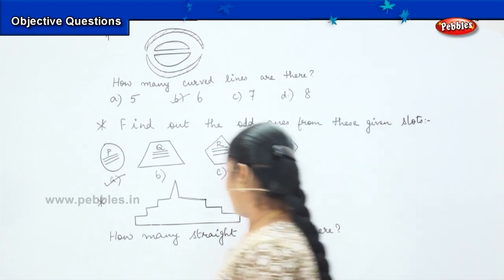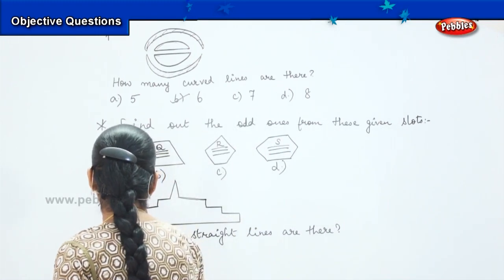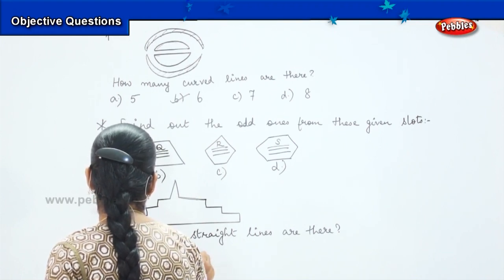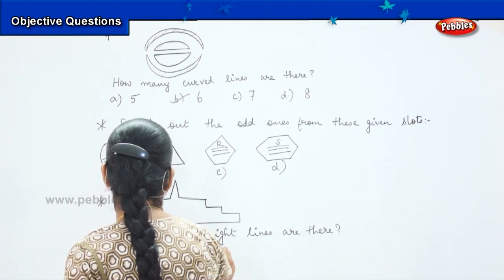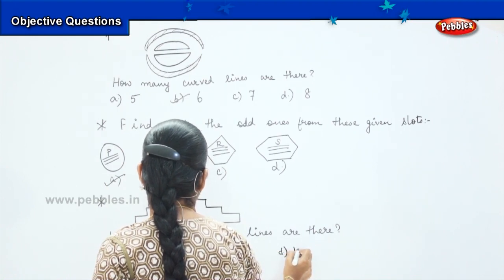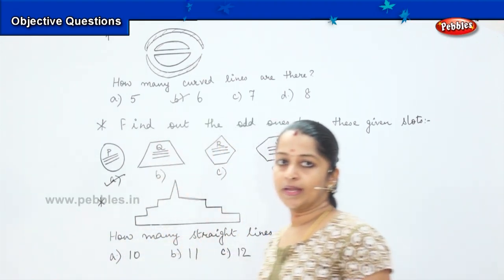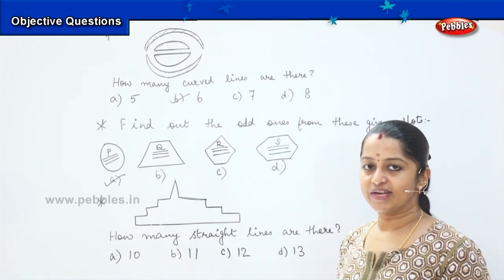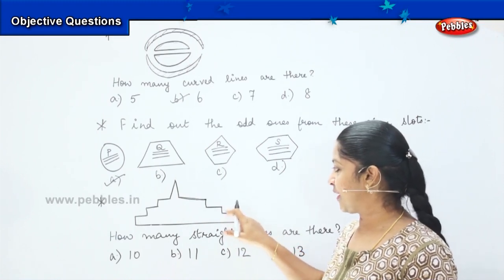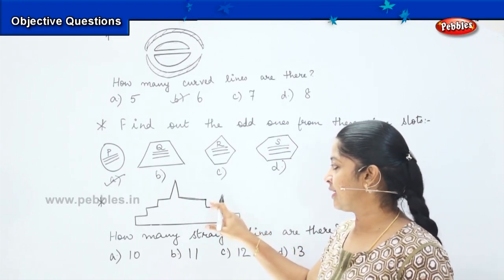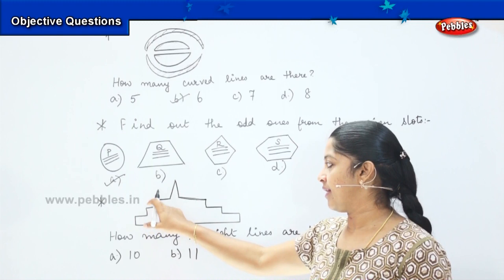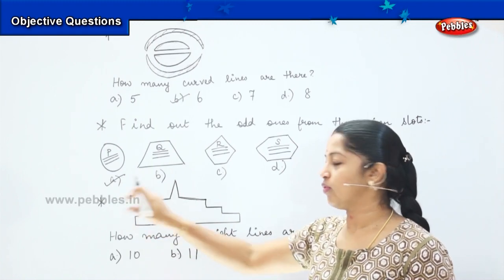Okay, so my options are A 10, B 11, C 12 and D 30. Okay, so shall we count the number of straight lines? It's 1, 2, 3, 4, 5, 6, 7, 8, 9, 10, 11, 12, 13 and 14.